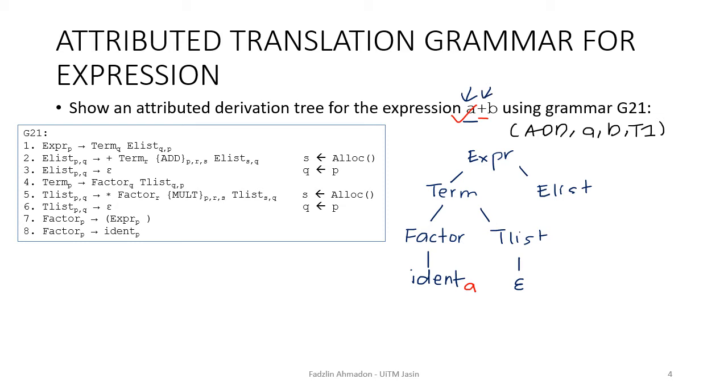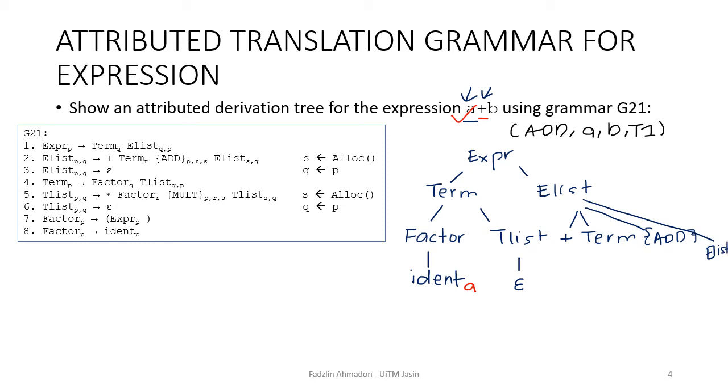For elist, there are two rules derived from elist, rule 2 and rule 3. And the rule that has plus in its rule is rule number 2. So I am applying rule 2 here. Plus term, add action, and elist.